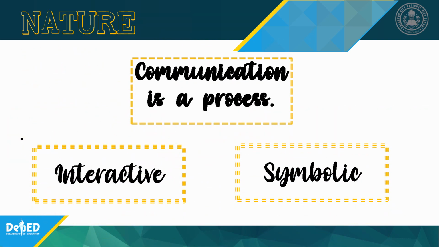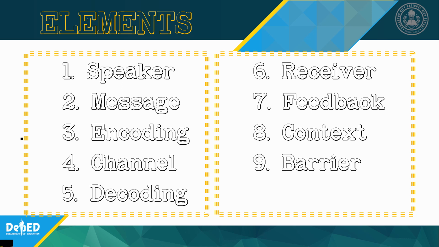There you have it, the three natures of communication. Communication is a process. Communication is interactive, and it is symbolic. We have said a while ago that communication is dynamic in its process, and in order for us to understand the flow of communication, which will be discussed later, we have to know first the different variables that help or create it. These are the elements of communication.